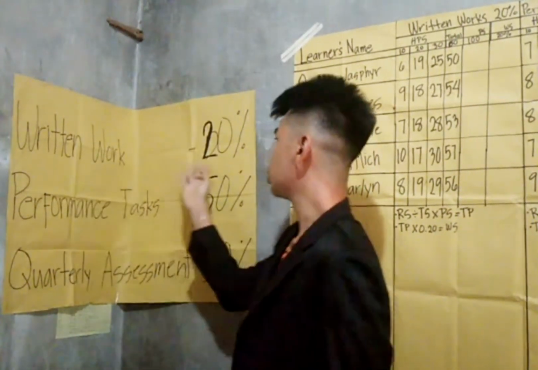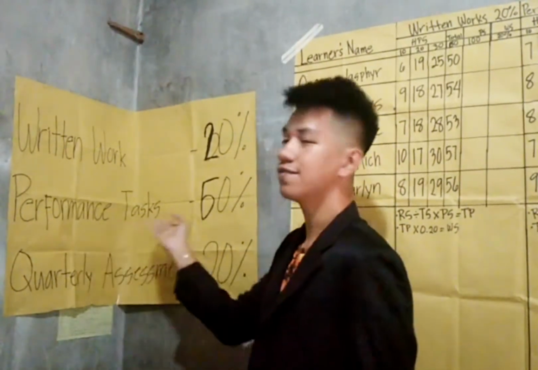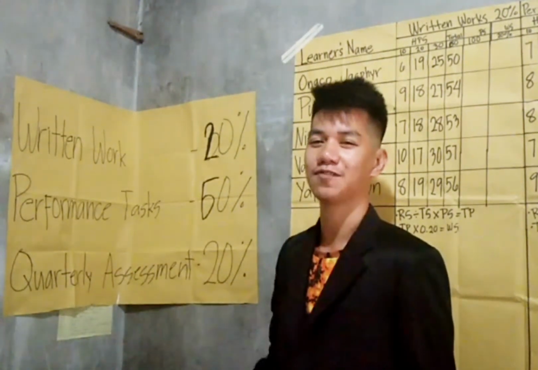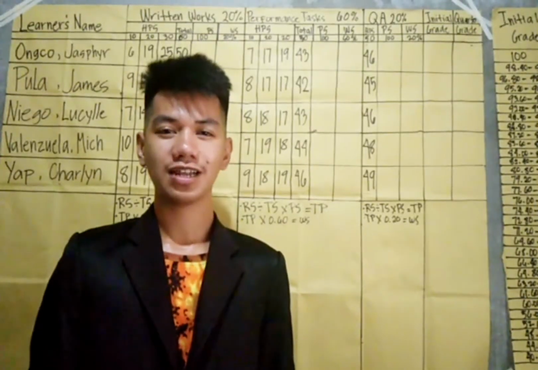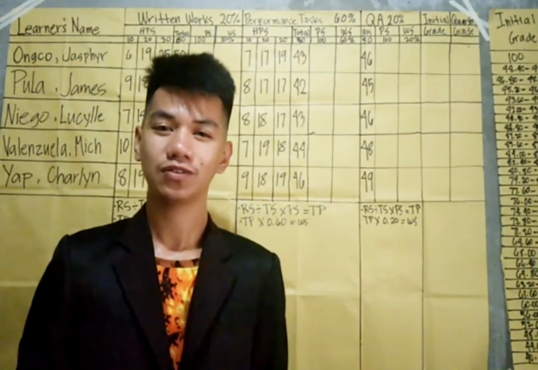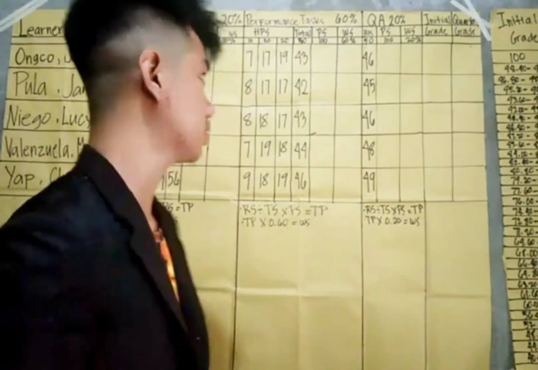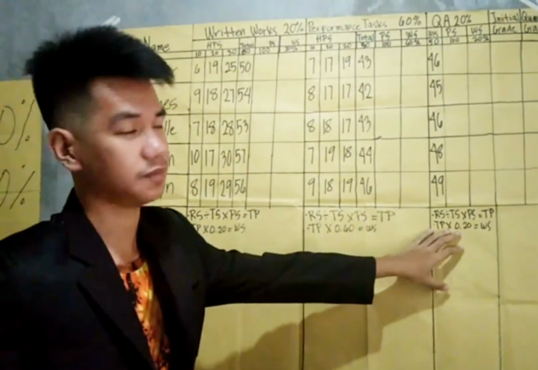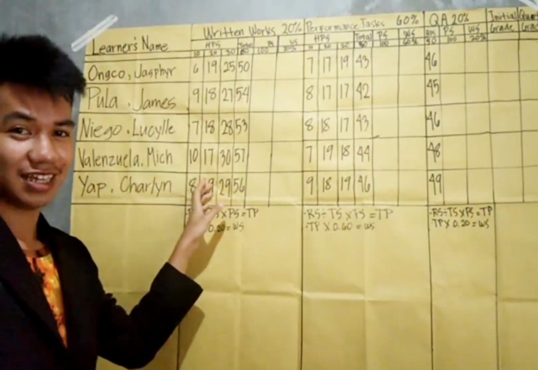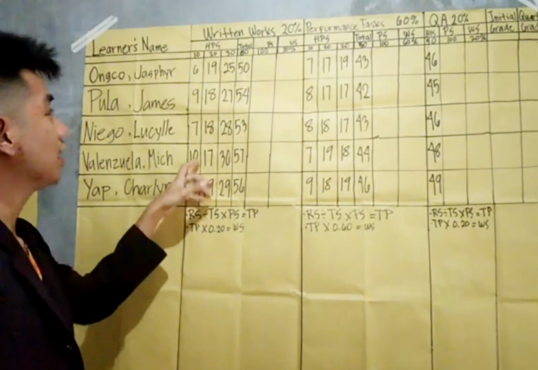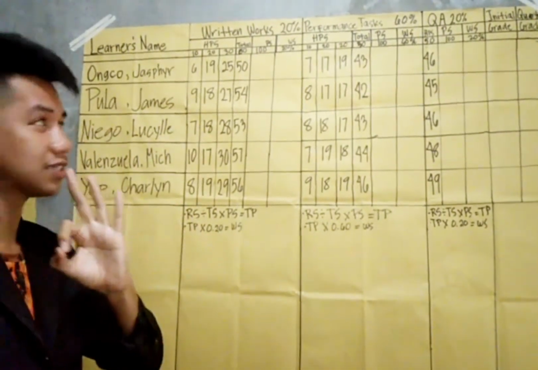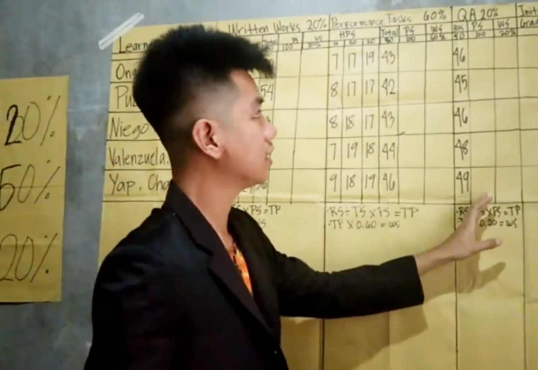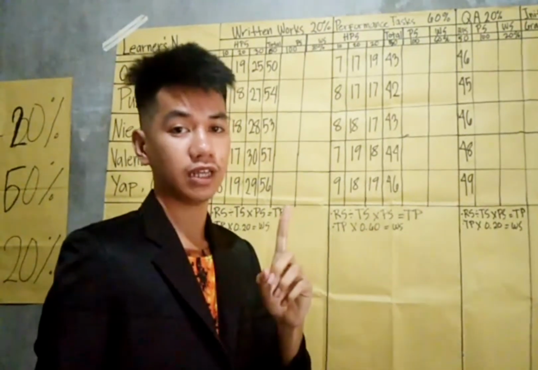In written work, we have 20%. In performance task, we have 60%. And in quarterly assessment, we have 20%, a total of 100%. So here, class, I have the example of manual grading system. In manual grading system, we have written works, performance tasks, and quarterly assessment. So here, assuming that you have a score, in written works I have 3 quizzes. Here in performance tasks, we have 3 performances. And here in quarterly exam, we have 1 periodic exam.